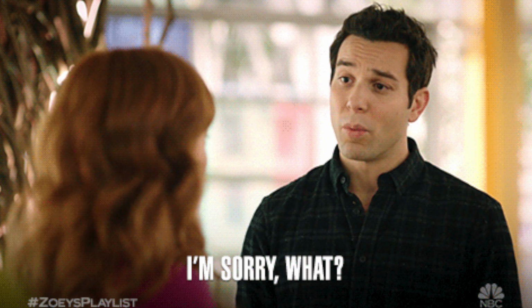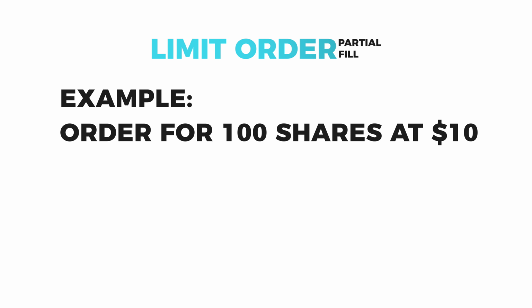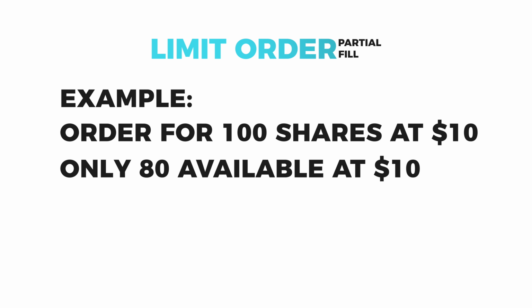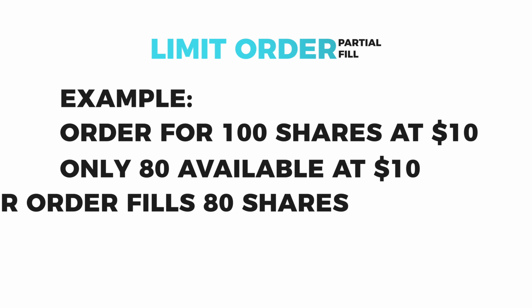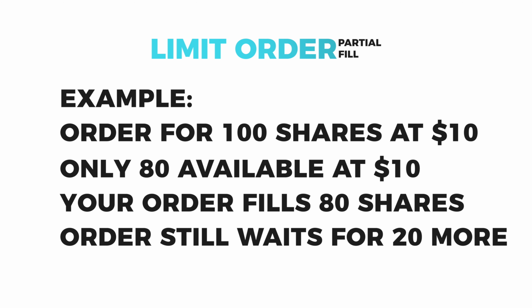So one thing that's good to know about limit orders is there's also a chance that they could be partially filled. And what I mean by that is, let's say you want to buy 100 shares of a certain stock at $10 or better, but only 80 shares were available at that price. You may get 80 shares and still have an order for 20 sitting out there until they become available at that price again.